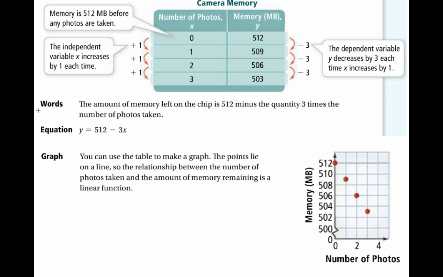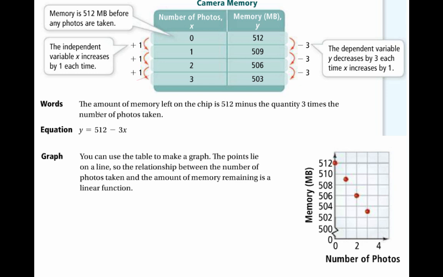So in words, what we would say is the amount of memory left on the chip is 512 minus the quantity 3 times the number of photos taken, right? So if there's 2 photos, 2 times 3 is 6. So we're subtracting 6 from 512. 3 photos, 3 times 3 is 9. Subtract 9 from 512, we get 503. So that's the relationship in words that's going on here.